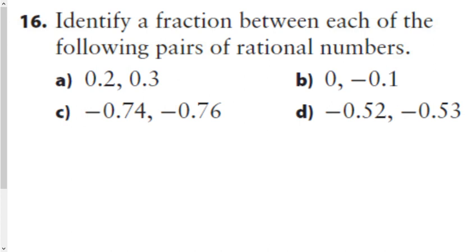And the last question, which is the opposite of the last one, this time you're given the decimals and you're asked to find a fraction. So we're going to pursue it the same way we did before. I'm going to interpret those two decimals as fractions. So that's 2/10, which is 2 over 10, and 3 over 10.